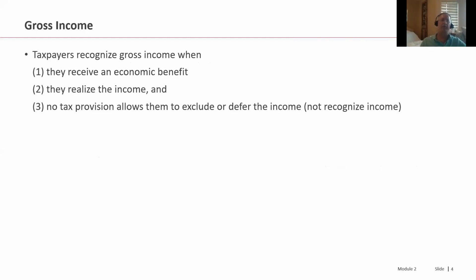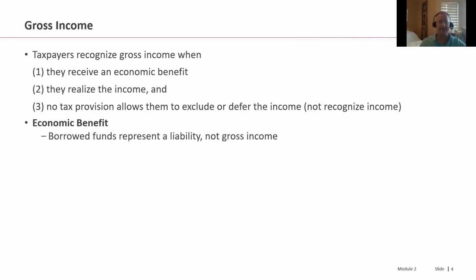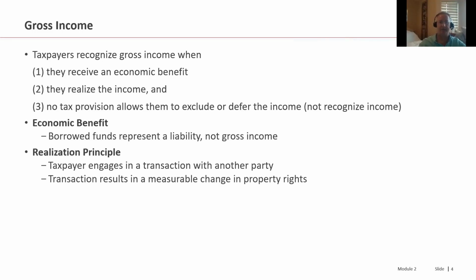So taxpayers will recognize gross income when they receive an economic benefit, when they realize the income, and when no provision allows them to exclude or defer that income, which means not recognize the income. And we're going to talk about realization versus recognition in a little bit. So an economic benefit, just to make that clear, borrowed funds represent a liability. As a result, there's not an economic benefit, therefore that is not gross income.